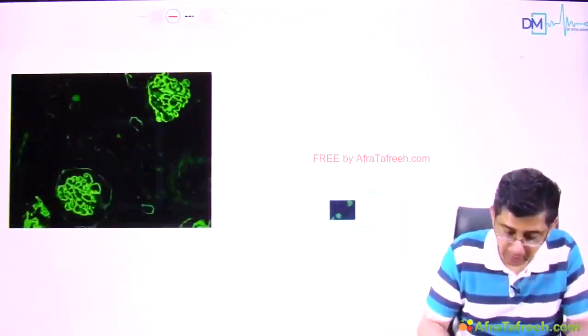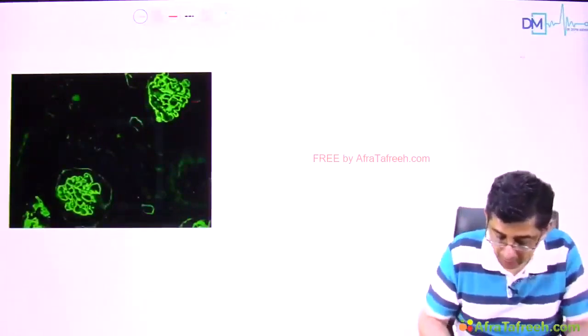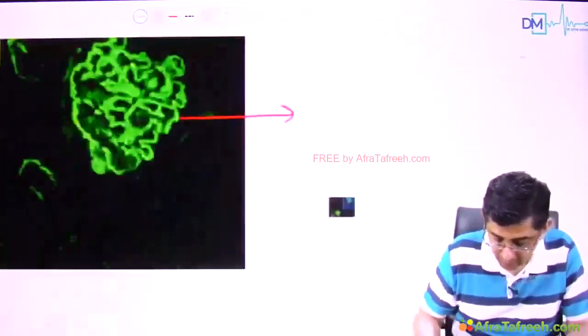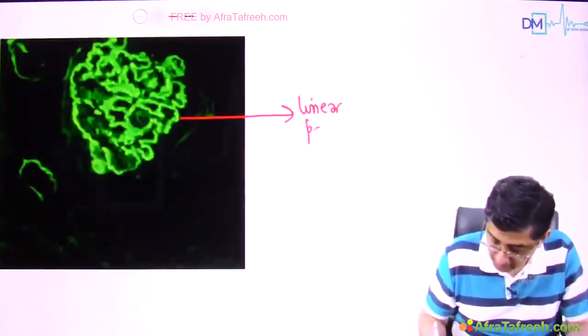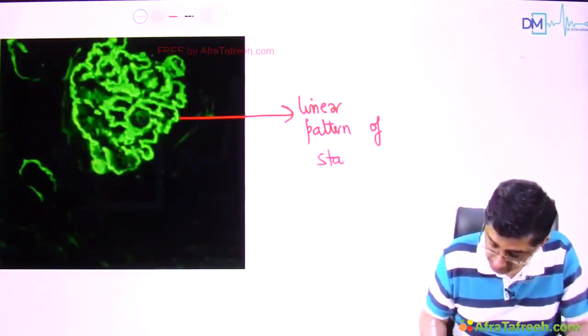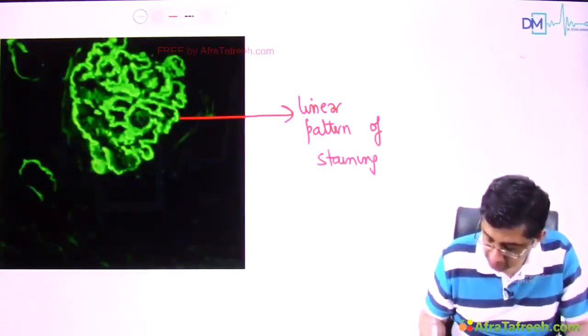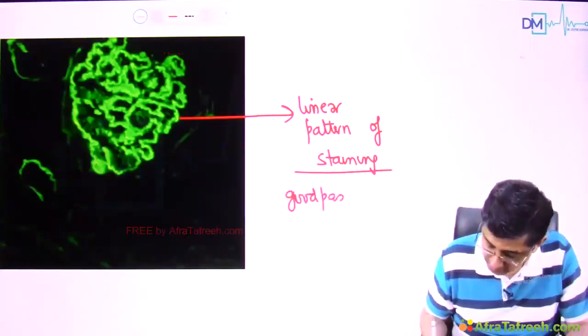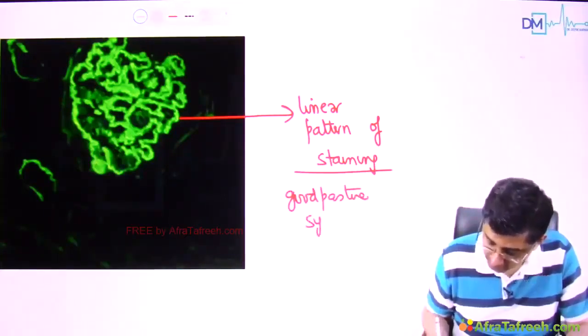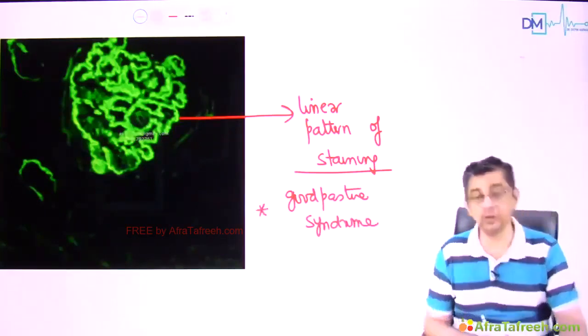The next immunofluorescence study is showing a linear pattern, very characteristic and very easy to pick up. Even if I zoom it in, you can notice that this is a pretty straightforward linear pattern of staining of the basement membrane of the kidney of the patient. So this is a feature that would be encountered with respect to patients of Goodpasture syndrome. Goodpasture disease or Goodpasture syndrome is the terminology which is to be remembered by you.